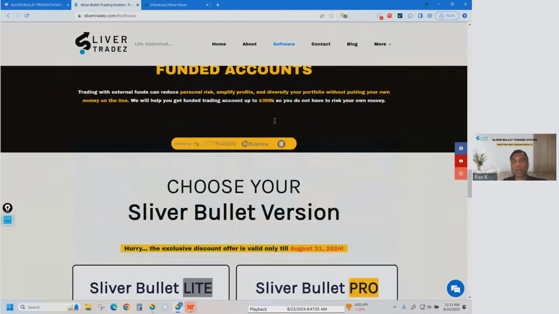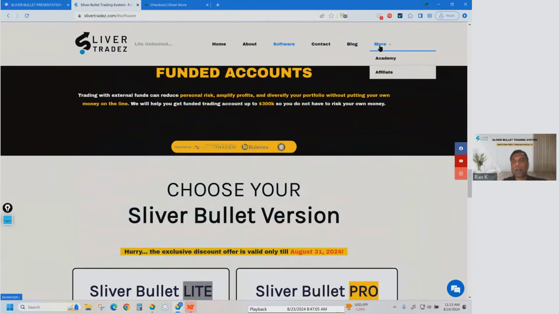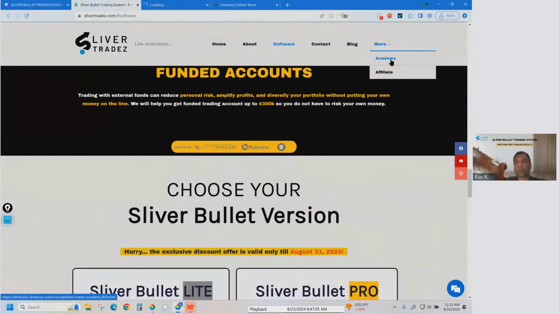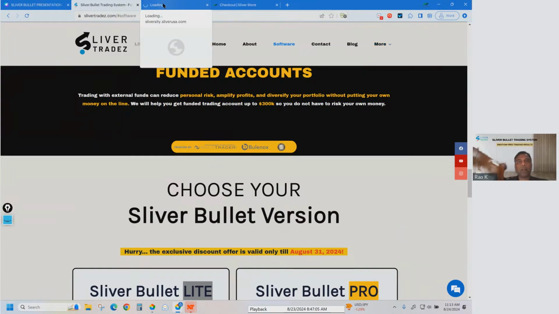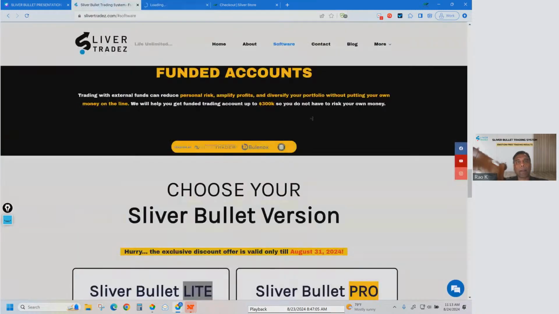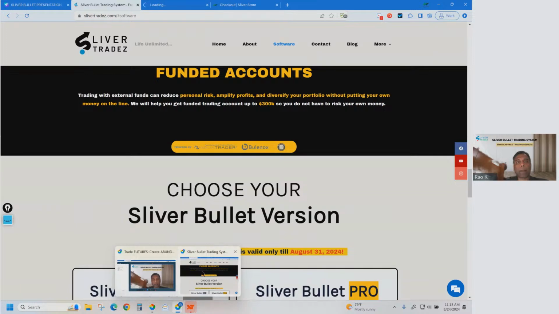Once you pay for it, you'll get access to Sliver Trades Academy, which you can access from the drop down here itself. You can read blogs. We have published blogs on our website as well and keep adding to it. As soon as you make the purchase, you gain access to Sliver Trades Academy, and it's taking a bit of time to load. I'll come back to it.